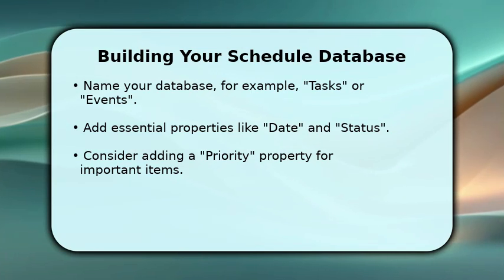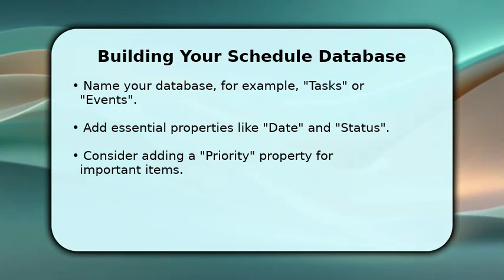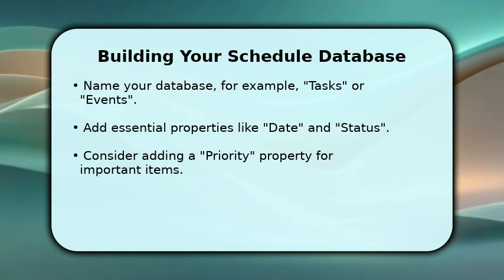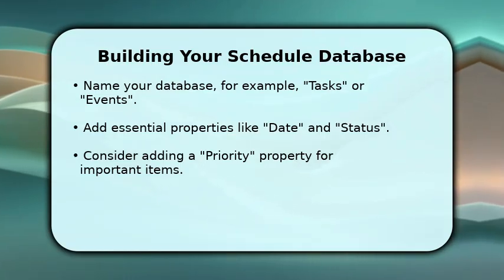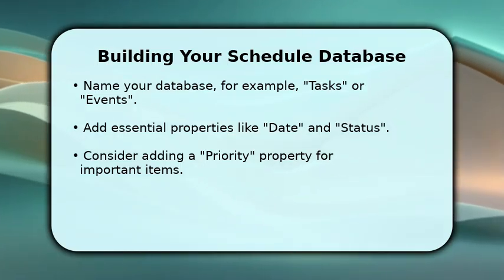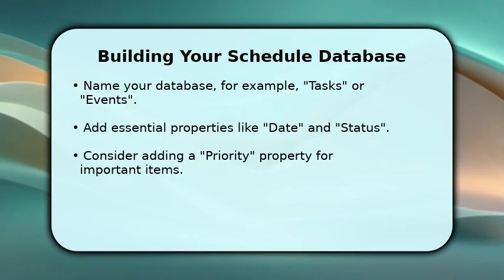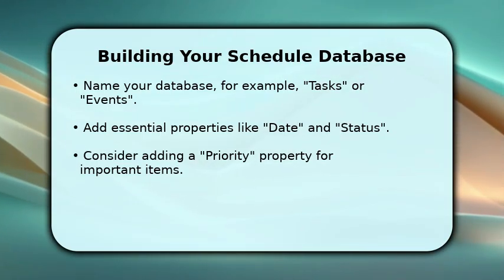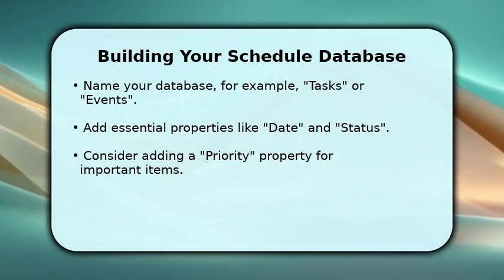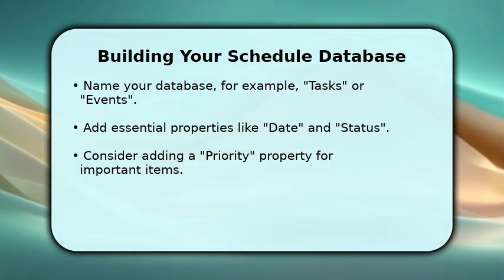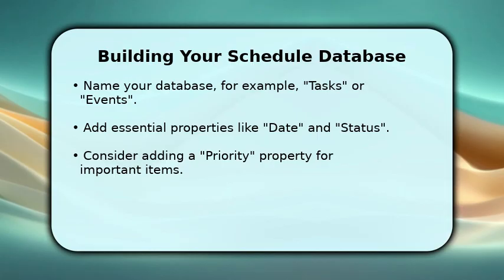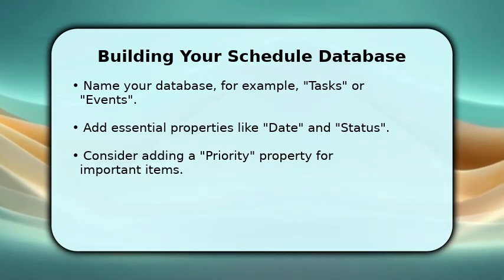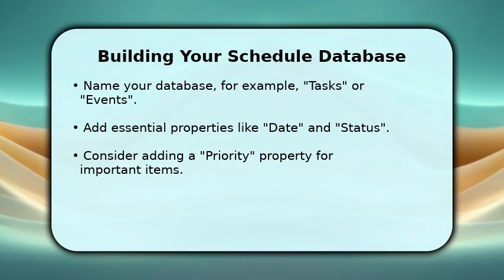Now that you have your table, let's build out your schedule database. Give your new database a clear name, perhaps My Schedule or Weekly Tasks. Then, add crucial properties to each entry. You'll definitely want a date property to track when things are due, and a status property to mark progress, like To Do, In Progress, or Done. For an extra layer of organization, consider adding a priority property to highlight your most important items.